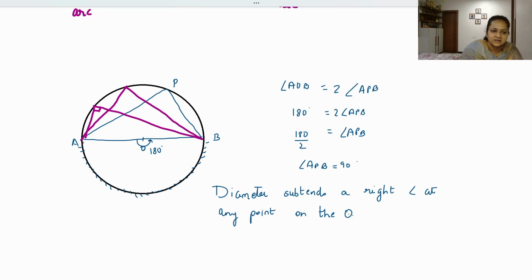What about if I go in the second half? If AB is a semicircle, the arc APB is also a semicircle, no? So that will also subtend a right angle at any point on the circle. Am I understood? Is the theorem understood, children? I hope you have understood.